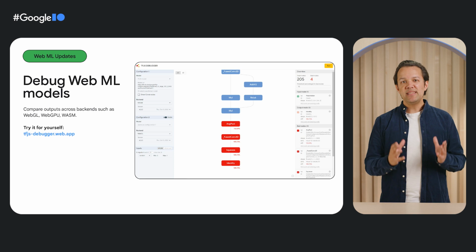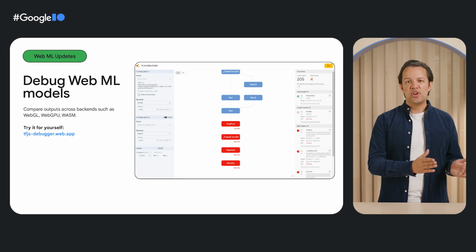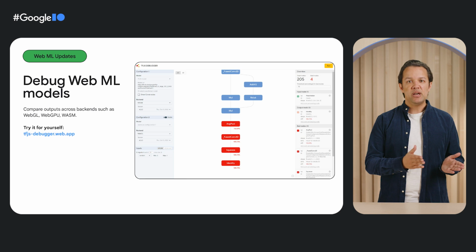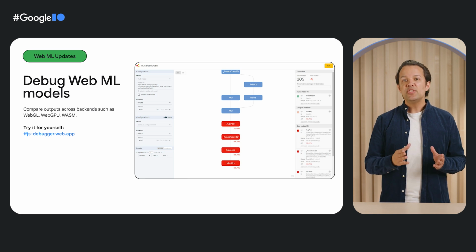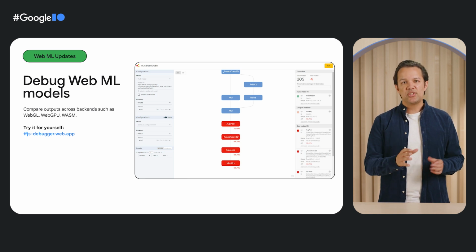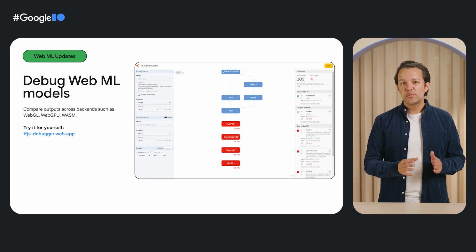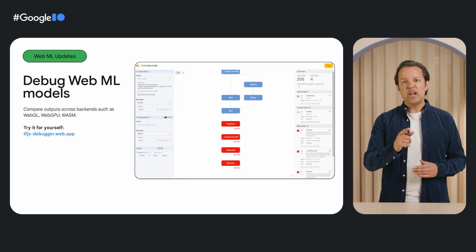Today, we're also releasing a visual debugger for WebML models that can help you compare outputs of the individual operations performed when executed across different TensorFlow.js backends, such as WebGL versus WebAssembly. This tool allows you to find out when the outputs of operations start to differ and by how much to find potential bugs when using models across different backends, environments, and devices. Try it for yourself today at the link shown.